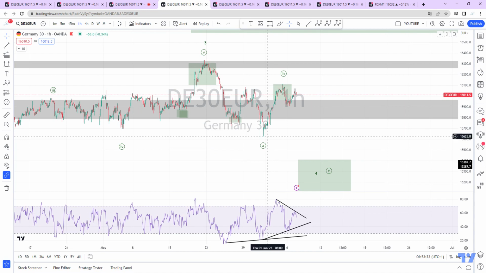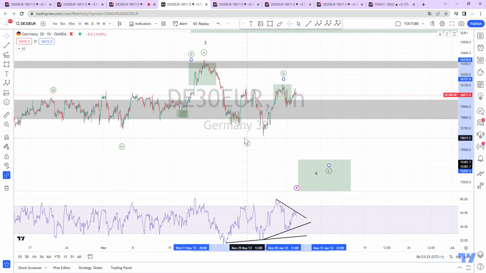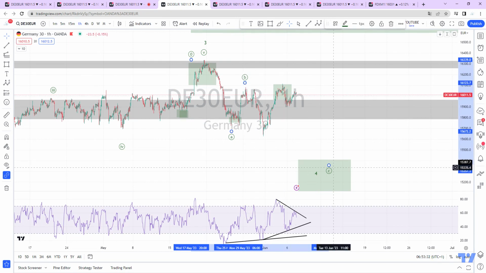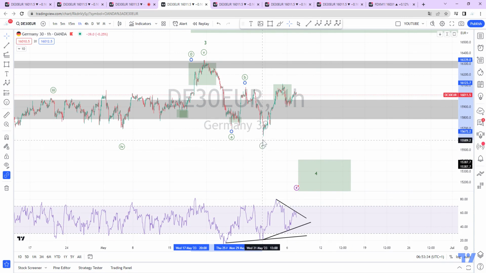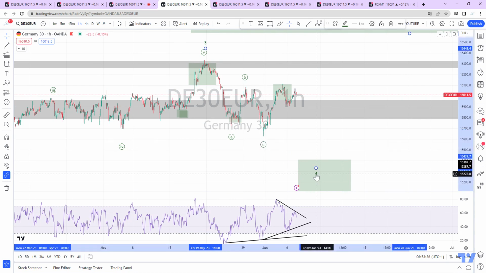But as long as we do not take out this low, I have to assume that this is our count. So this is what we will further analyze now on the 15 minutes. So a bit more upside, or more upside actually, from here. How could this look?